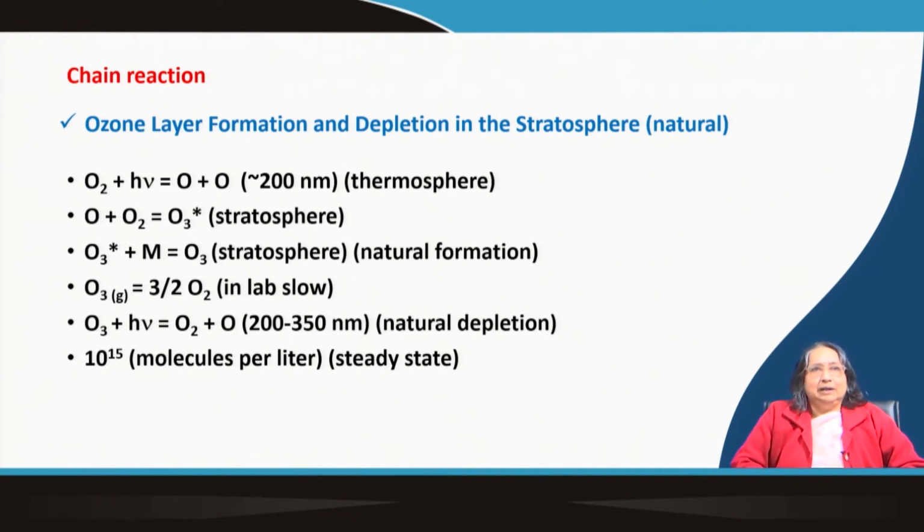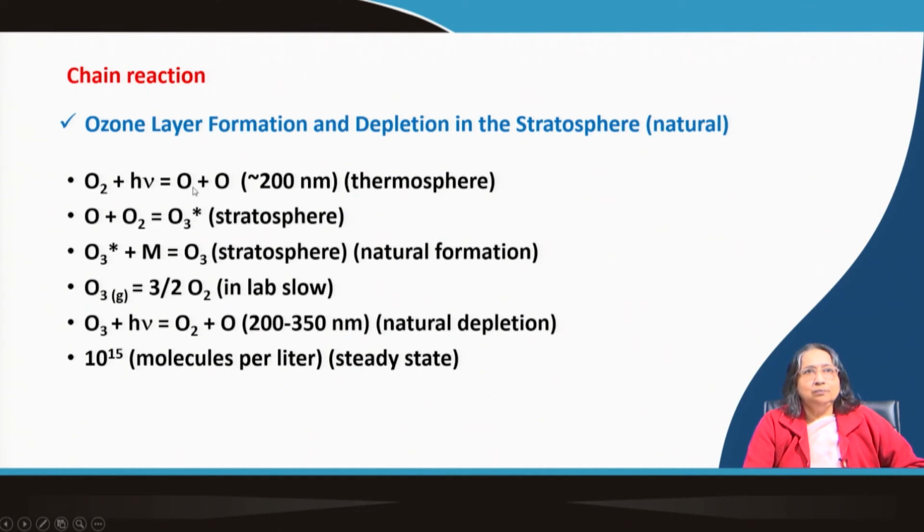It is a very interesting thing that the ozone layer is present in the stratosphere. Naturally it is produced in the stratosphere. How is it naturally produced? By a series of reactions. In the stratosphere there is oxygen, and then a high energy photon comes and breaks it into O and O. You see such a high energy, it is 200 nanometer from the thermosphere. So, in the thermosphere it is happening.